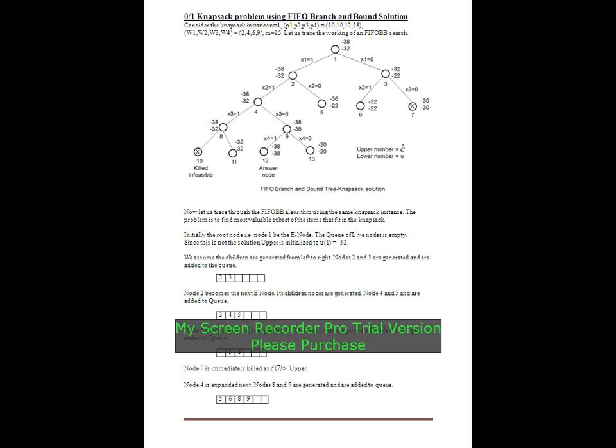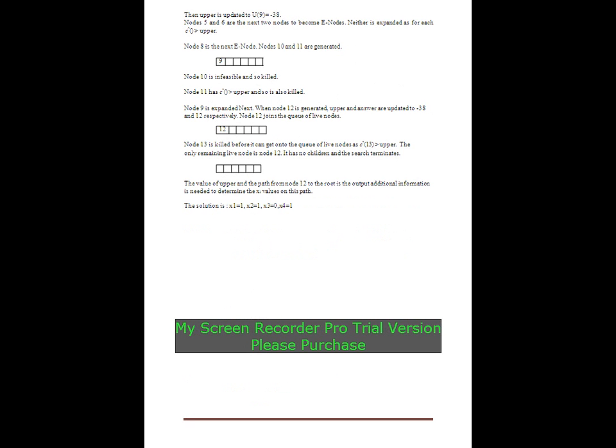So next, coming to the node 9, which is minus 38. So the next node is when 9 retains. The next node is 8. 8 is the E-node. The branches of 8 are 10 and 11. So here 10 and 11 are expanded further. So 10 is not feasible.